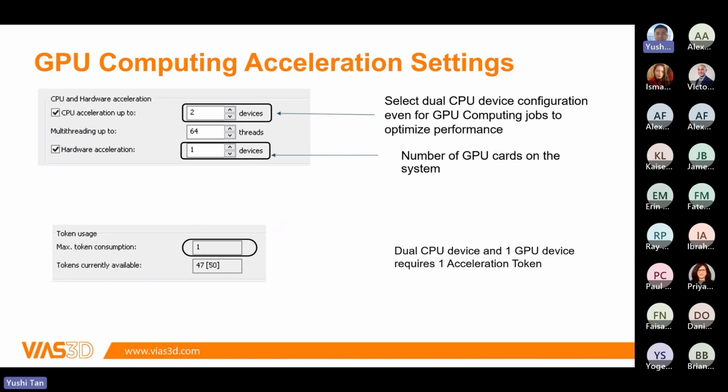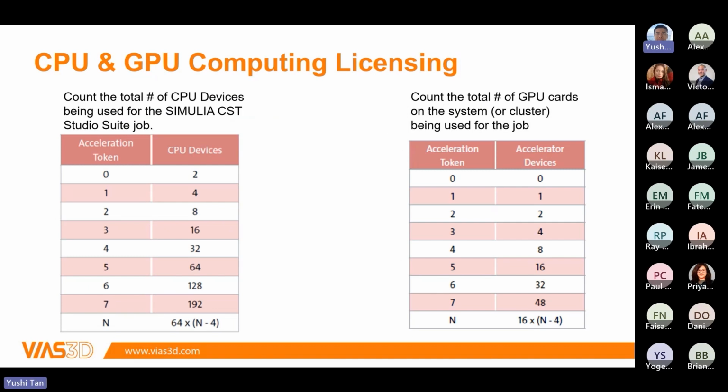Now, if you wonder how many tokens I'm going to need for, let's say, a situation where I have multiple CPU devices or multiple GPUs, this should be a pretty good slide for you to determine what is needed for each configuration. And of course, you can go back to the previous dialog, the acceleration dialog, to play with the numbers to get a sense of how many tokens it's going to be needed for that specific configuration.